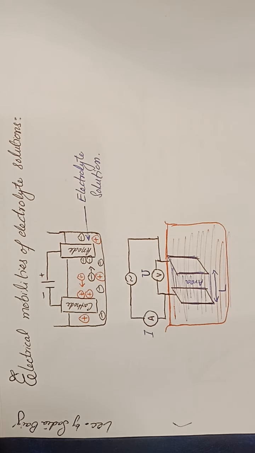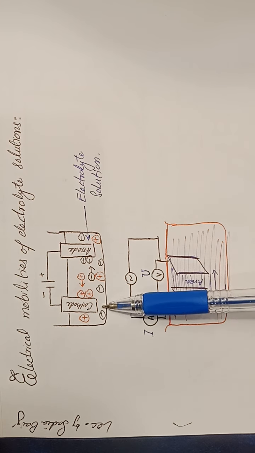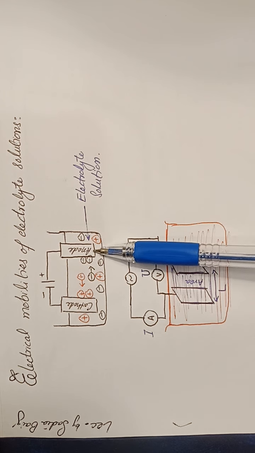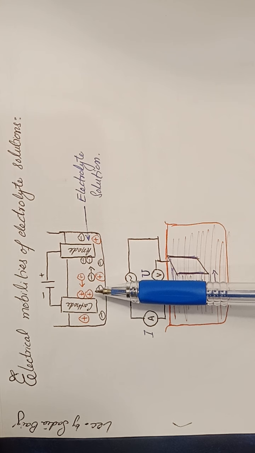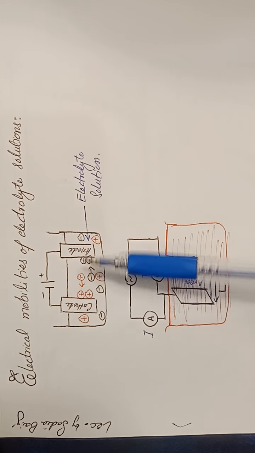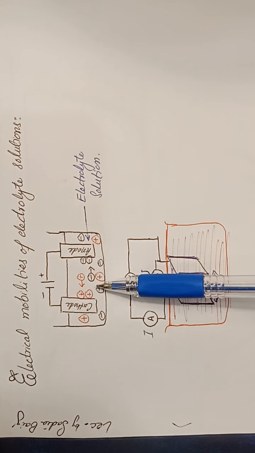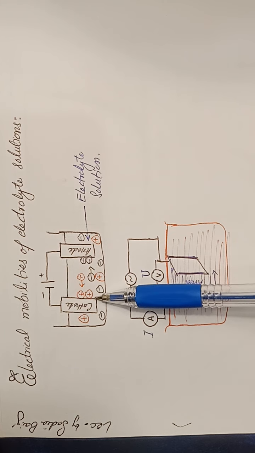Electrical mobilities of electrolyte solutions. Consider a very simple cell which is composed of electrolyte solution, and two electrodes are dipped in it which are connected with a battery. So when a potential difference is applied across the two electrodes, the ionic species present in the electrolyte solution will move towards their respective electrode as shown here.